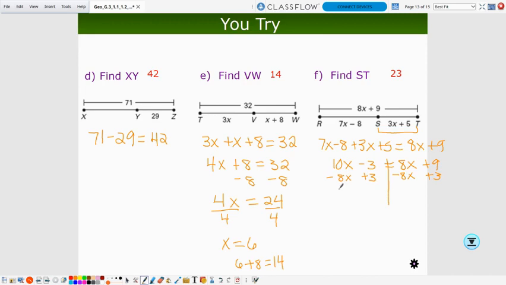Maybe I need that line down. When I subtract my x's, I get 2x. On the other side, they cancel out. Here I have 12. When I divide, I get my variable to equal 6. But again, I need to find the full length, so I'm going to take my 3, plug in 6, and add 5 to it. 18 plus 5 is 23.